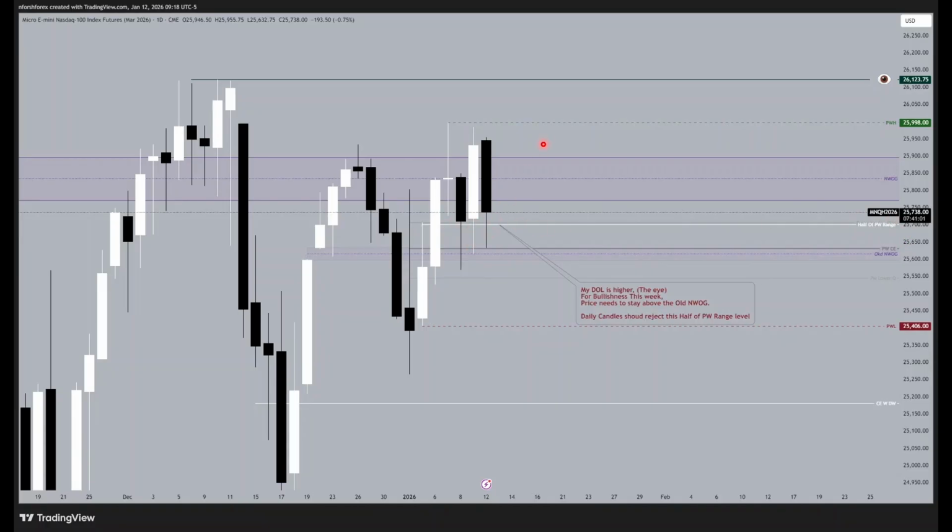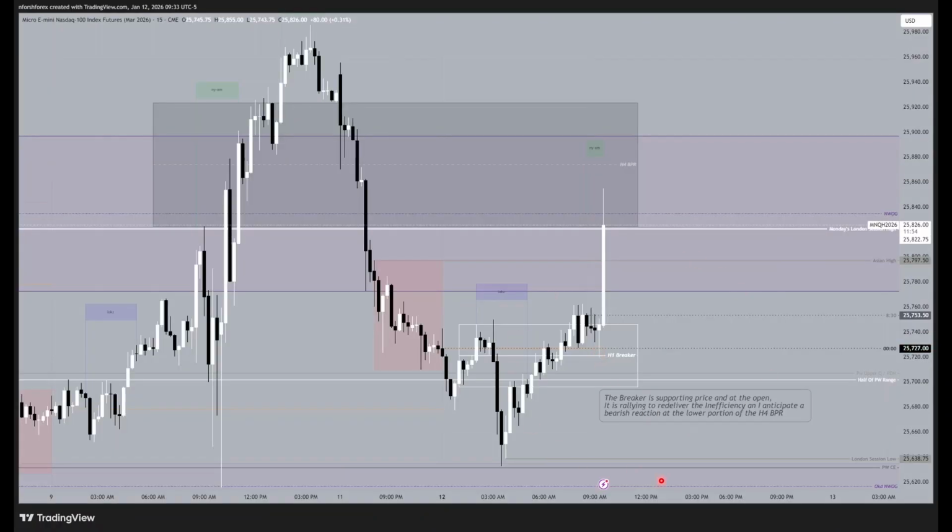Moving down to the 15-minute time frame. This is real time. If you look at the market forecast, by the time this breaker was formed, I was looking for support at the mean threshold to look for higher prices. At that time, we had not yet seen this rally.